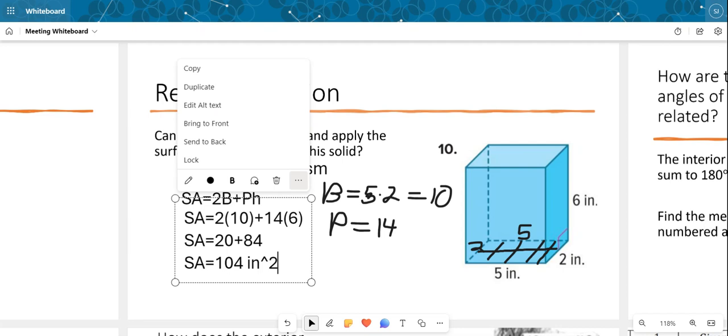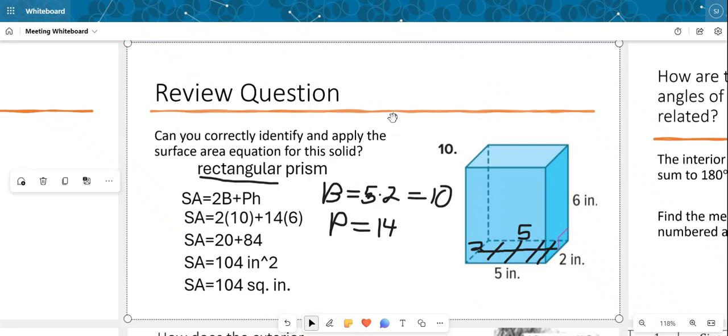Inches with a power of 2, or you might have said the surface area equals 104 SQ IN. It's the SQ for square, IN for inches. Either of those would have been fine.